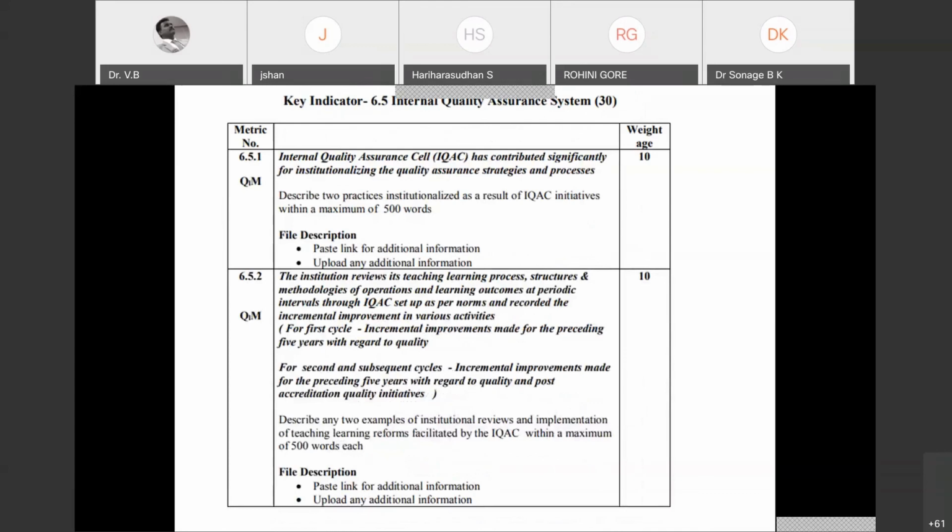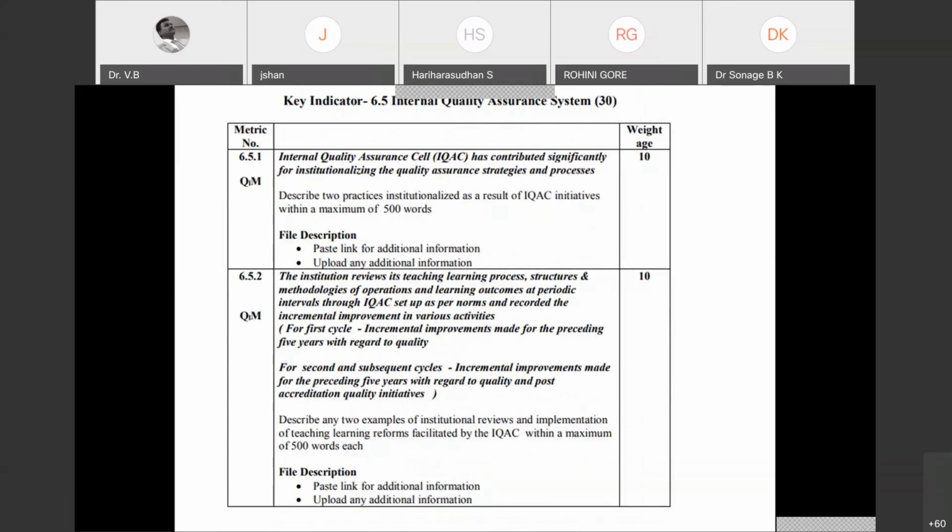The next one, on IQAS, internal quality assurance system, is whether an IQAC or any other body that controls and audits the quality assurance is present in the institution. And then you have to specify any two practices. Like, for example, a regular academic and administrative audit is expected to be carried out by every institution. That can be shown as one example.